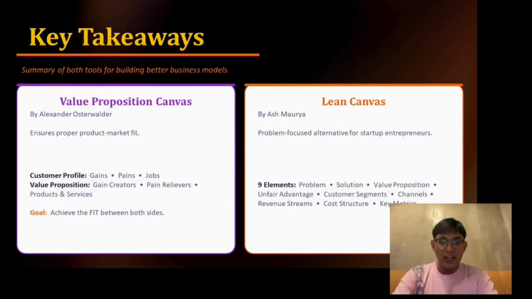And for our Lean Canvas that was developed by Ash Maurya, it is a problem-focused alternative for startup entrepreneurs. This has 9 elements, as I discussed a while ago. Again: problem, solution, value proposition, unfair advantage, customer segments, channels, revenue stream, cost structure, and key metrics. The goal of Lean Canvas is mainly to turn ideas into testable business models without wasting time or money.